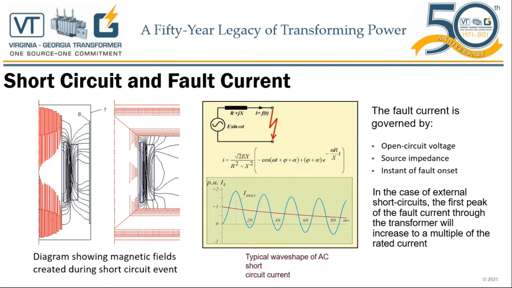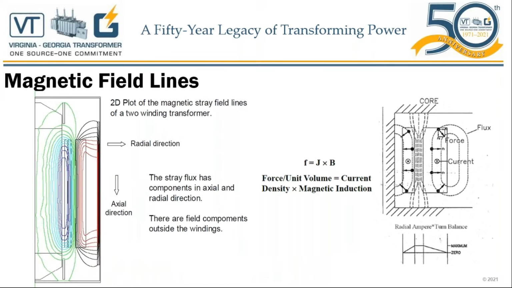In the case of an external short circuit, the first peak of the fault current through the transformer will increase to a multiple of the rated current. And this multiple, you will see, is going to be related to the reverse ratio of the impedance of the transformer. In this slide, I wanted to share with everyone here the magnetic stray field lines of a two-winding transformer.